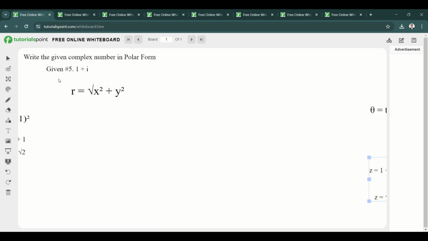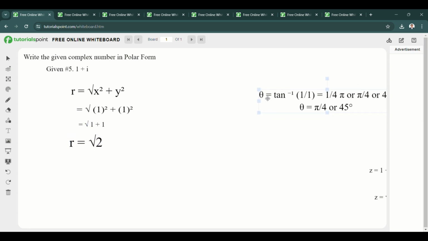Then next, number 5, the given is 1 plus i. So 1 plus i is now in the form of a plus bi. We substitute the values for x and y. So we will have the square root of 1 raised to 2 plus 1 raised to 2, which is the square root of 1 plus 1. So the square root of 1 plus 1 is equal to the square root of 2. Then that is our value of r.